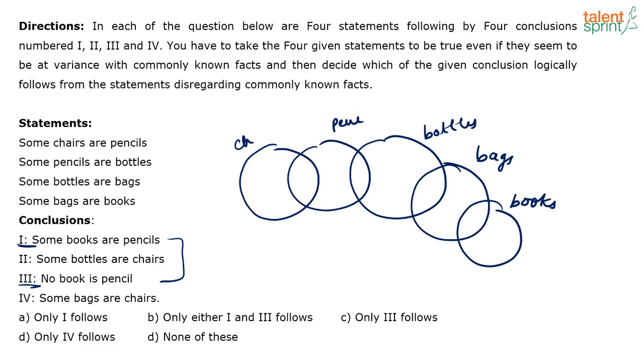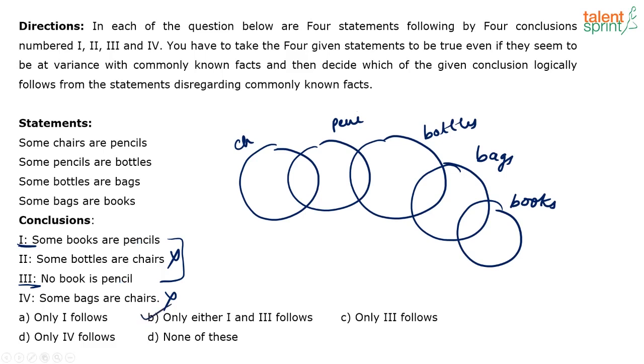So here one of these conclusions will definitely be true. Now look at conclusion 2. We know that is false. Some bags are chairs is not a definite conclusion. So you can say either conclusion 1 or conclusion 3 will follow.